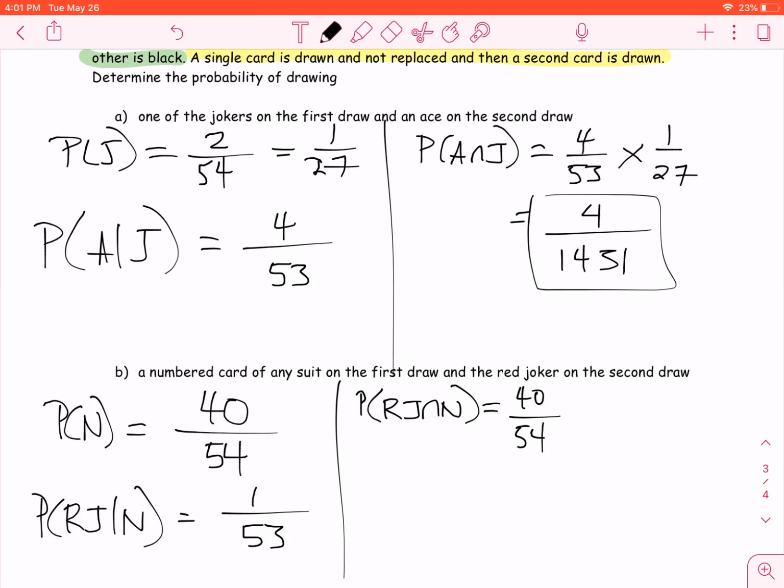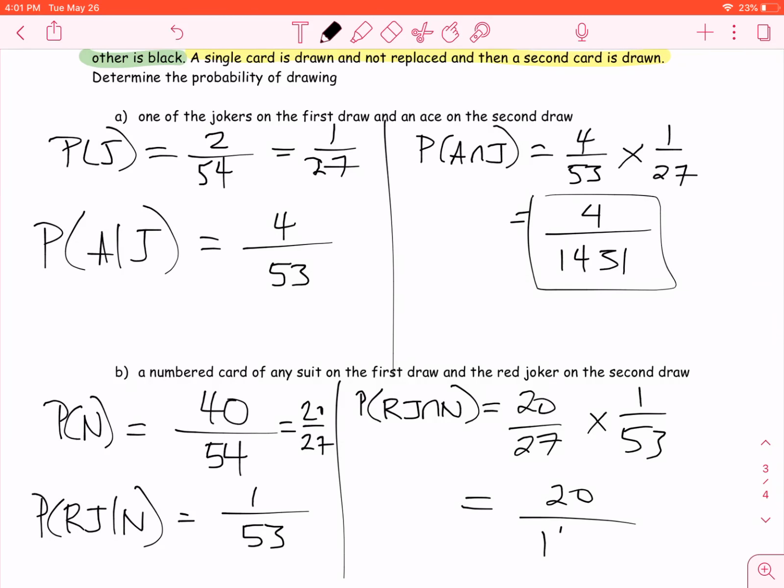I guess we could have simplified that. Let me simplify that now. So 40 out of 54 should simplify to 20 over 27. So let's use that. 20 over 27 multiplied by 1 over 53. Okay, so that takes us to 20 over 1431.